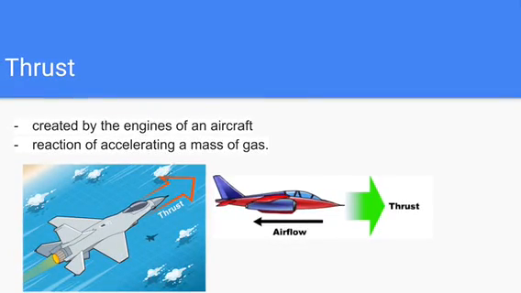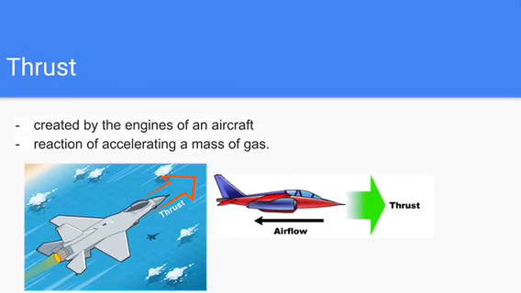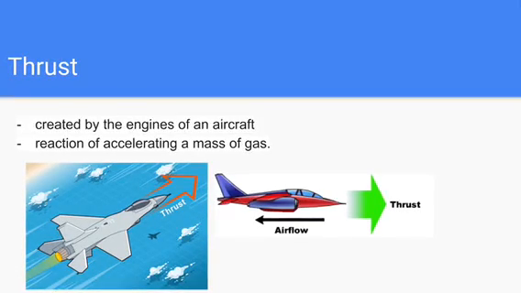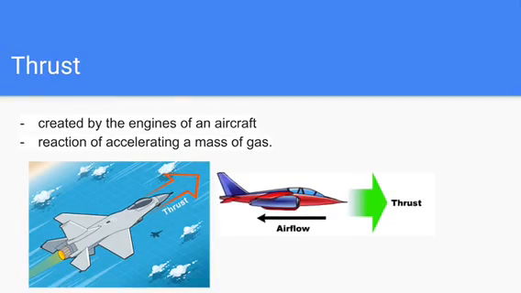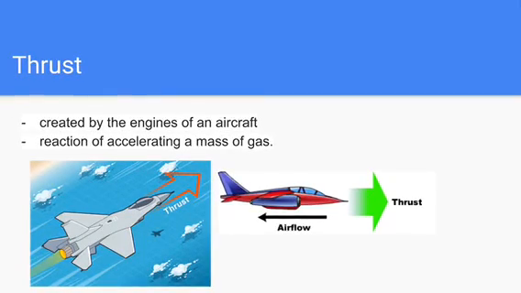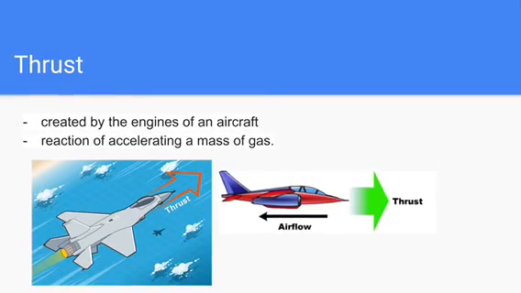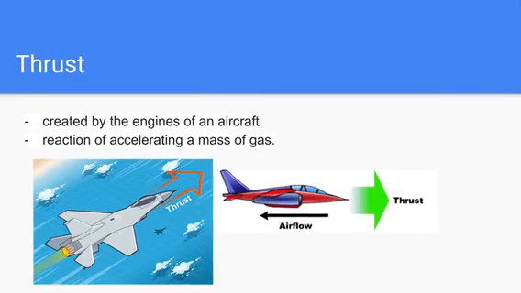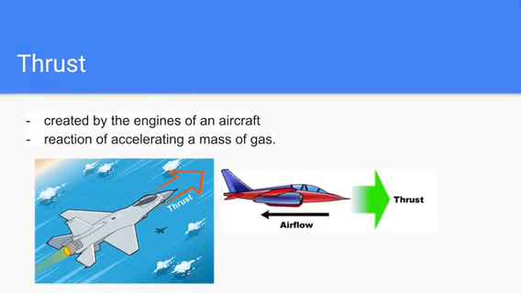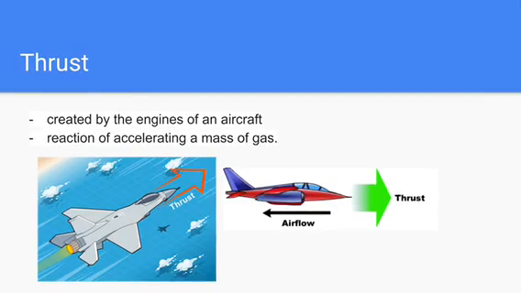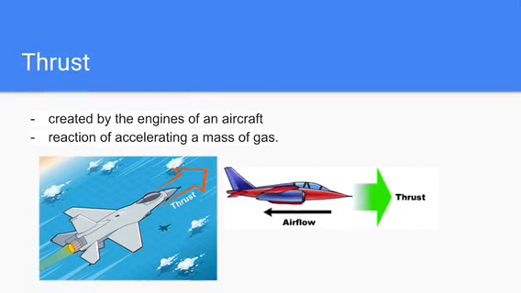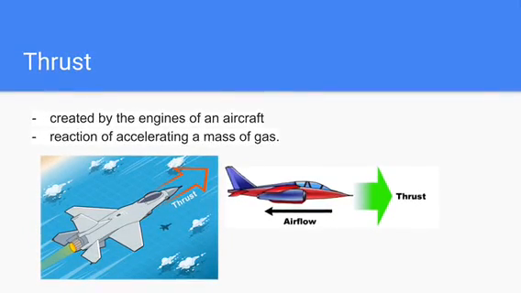So thrust is caused by the reaction of accelerating a mass of gas. Thrust is generated in the opposite direction from the accelerated gas. The amount of thrust is caused by the amount of gas that's accelerated, and the difference of velocity of the gas through the engine.